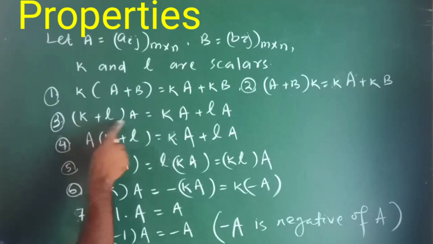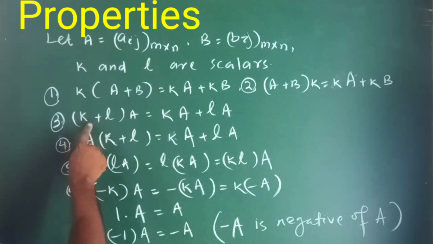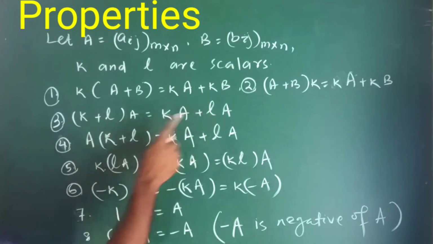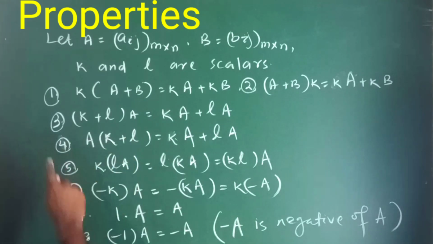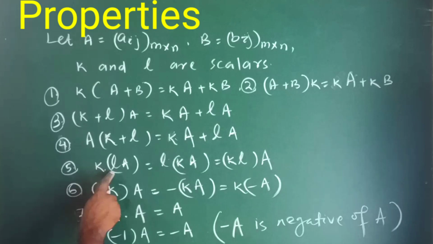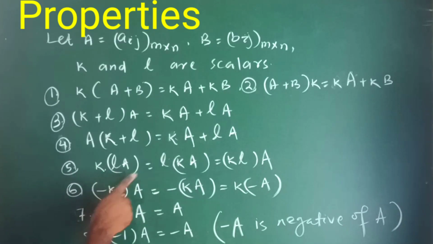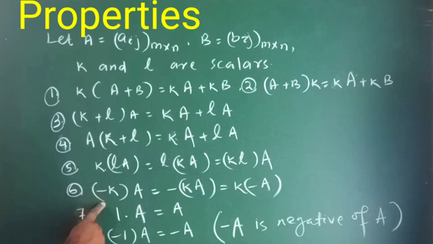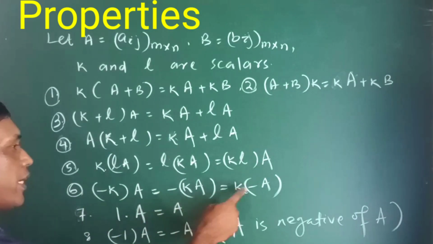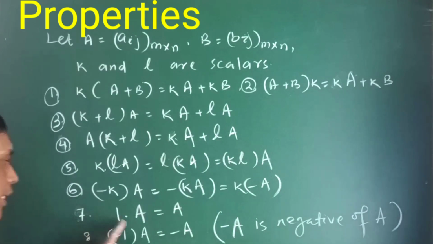These two are scalars. A is a matrix. This is Ka plus La. Now A into K plus L is Ka plus La. Here K into La is equal to L into Ka is equal to KL into A. Minus K into A is minus of Ka is equal to K into minus A. 1 into A is A.